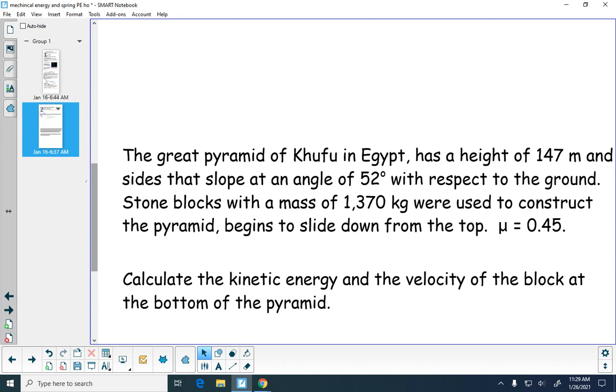The Great Pyramid of Khufu in Egypt has a height of 147 meters, side slopes of 52 degrees with respect to the ground. Stone blocks with a mass of 1,370 kilograms were used to construct the pyramid. A block begins to slide from the top. Coefficient of friction 0.45. Calculate the kinetic energy and the velocity of the block at the bottom of the pyramid. I know it has nothing to do with springs. I get that. I want you to work on that spring problem first. If you have time, give this a little look. Questions?